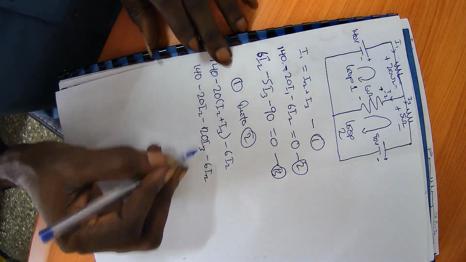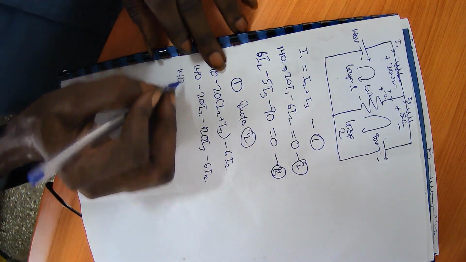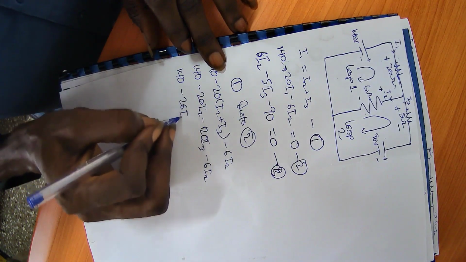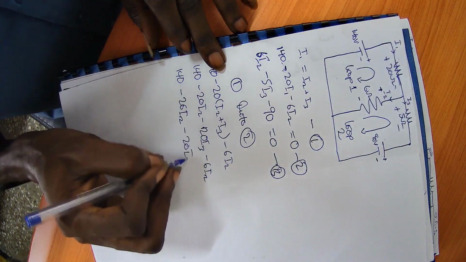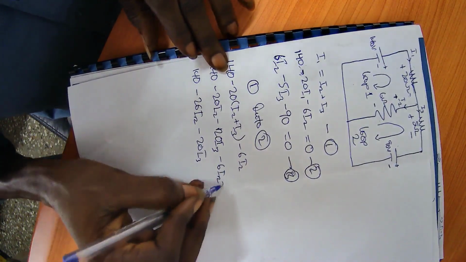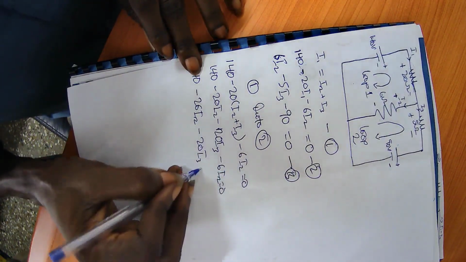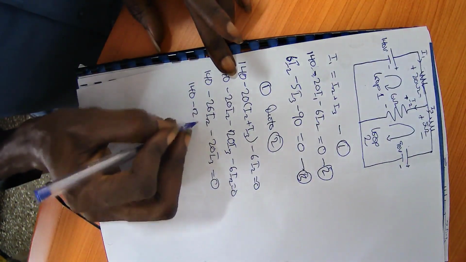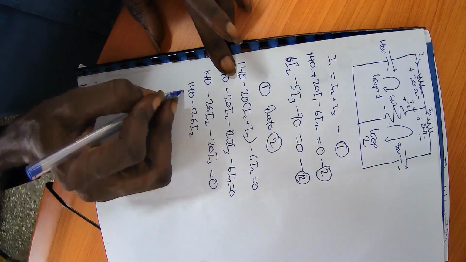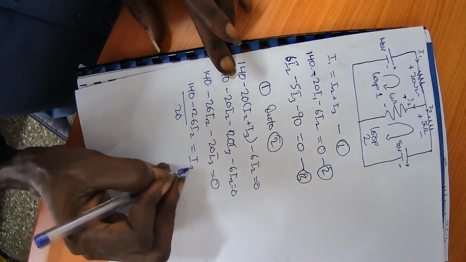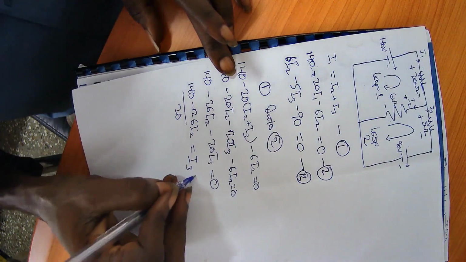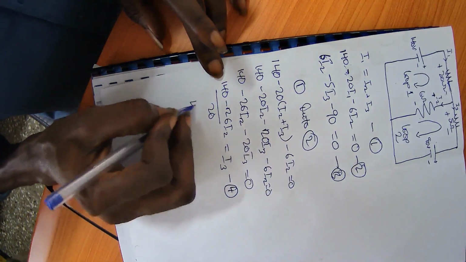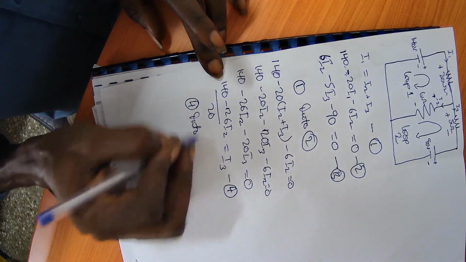Okay, so here I'm going to have 140 minus 26 I2 minus 20 I3 is equal to 0. So 140 minus 26 I2, over 20, is equal to I3. So this is equation 4. Okay, so let's see 4 into 3.